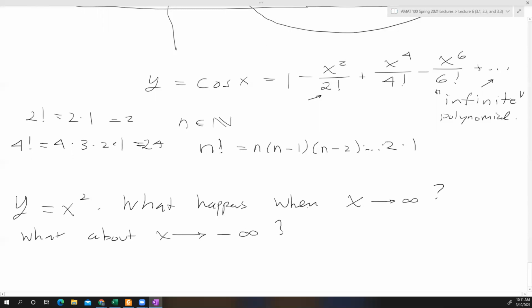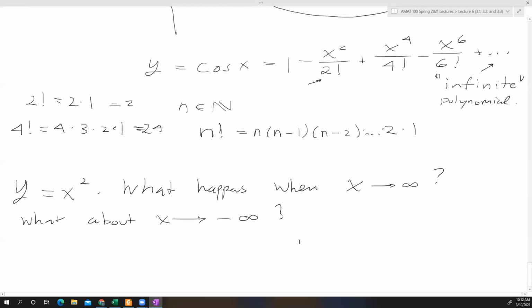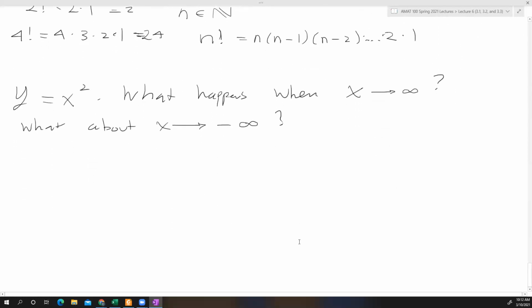And the idea is that you're taking maybe a sequence of values of x, and those values of x are approaching or marching towards infinity. So you might take 1, 2, 100, 1,000,000, 1,000,000,000, etc. You just keep taking larger and larger values, and you want to know what happens as x is getting larger and larger. What's happening to this function?